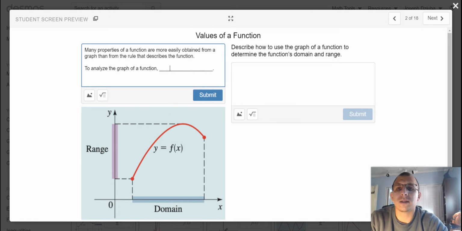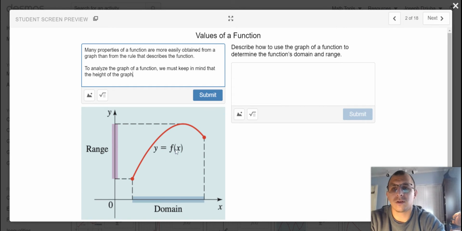we must keep in mind that the height of the graph is the value of the function. And by height, we mean the output or the y-coordinate.